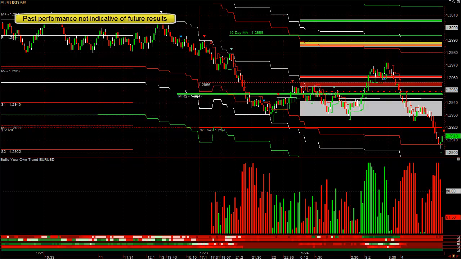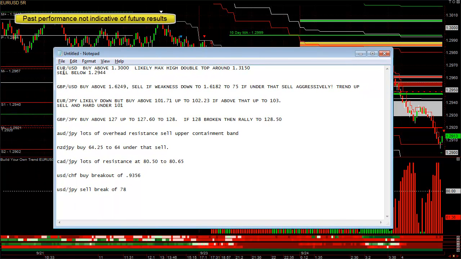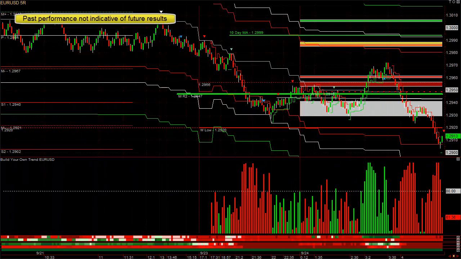Here's the euro dollar, and here's my notes from last night. Euro dollar buy above 1.3, likely max high double top around 31.50. So in other words, if it had broken out, the system would be looking to buy up to about 1.3150 and sell below 1.2944. So here's 29.44. I thought if it broke that level, it's going to have more odds of collapsing. Last night it did. It fell about 20 pips.